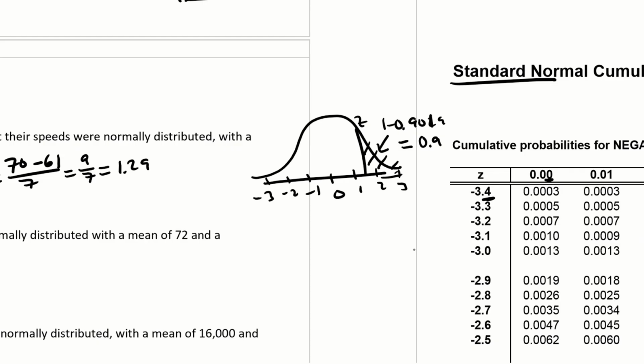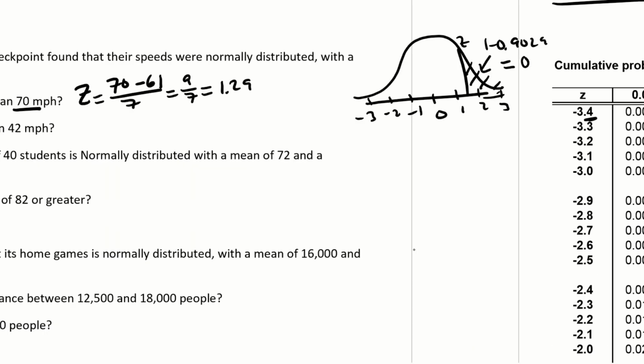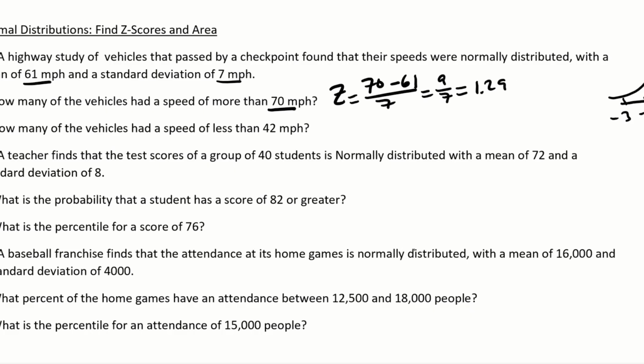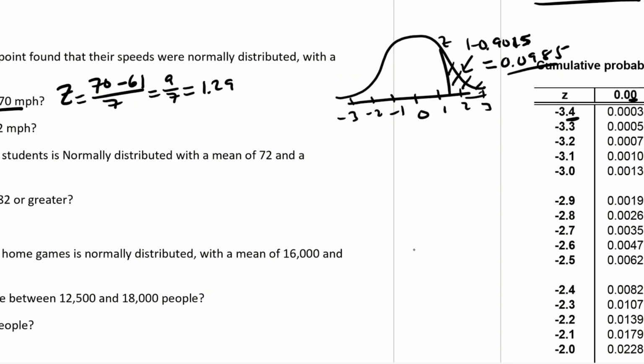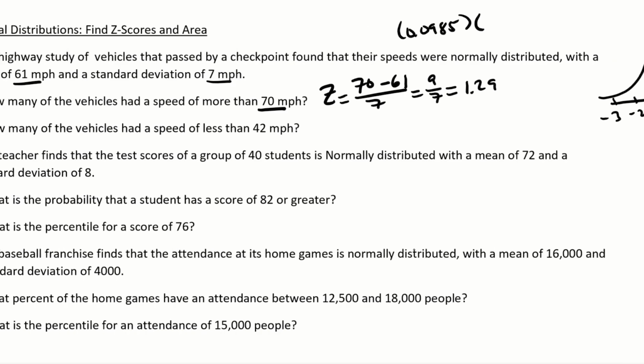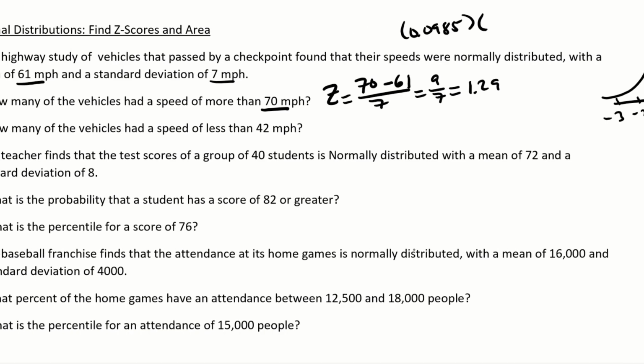So 0.0985. Okay, so now that's the probability, and then we want how many of the vehicles had a speed of more than 70. We'd have to take this number and multiply it by the total number of vehicles, which is how many vehicles would they say in total? Oh, it doesn't say in here, so it should say 110.